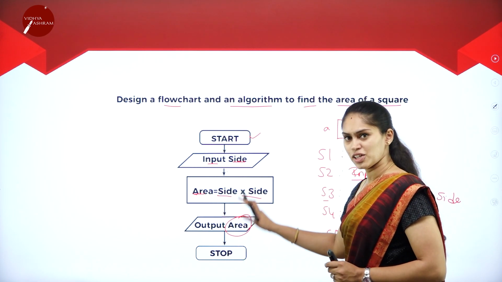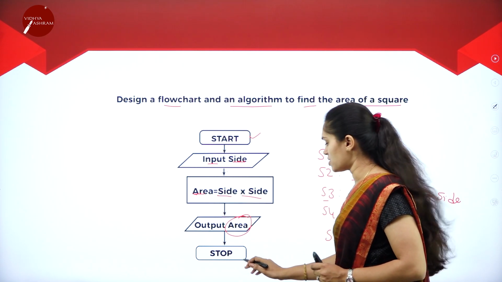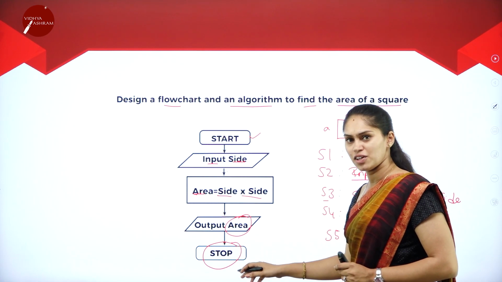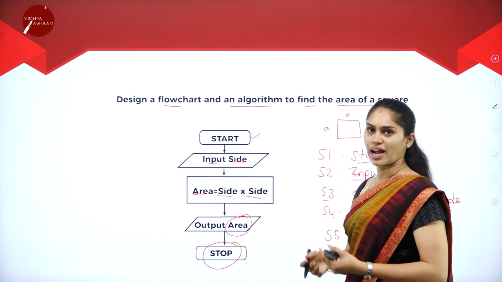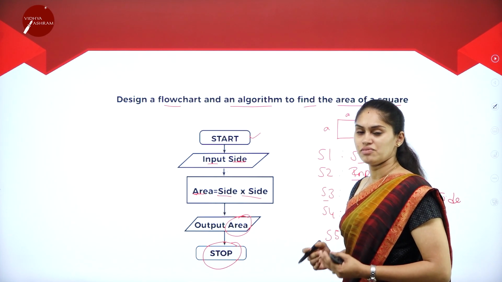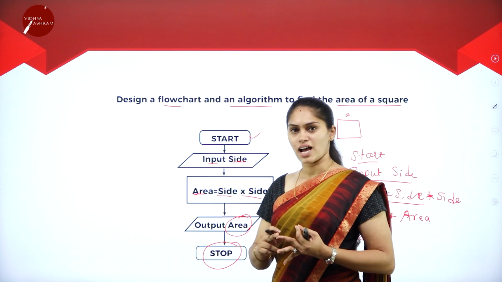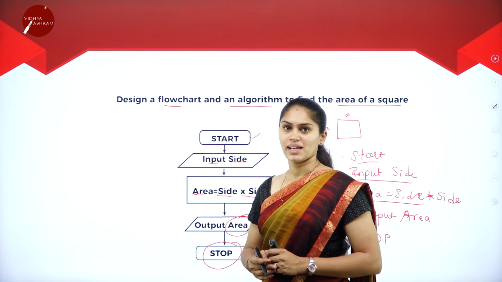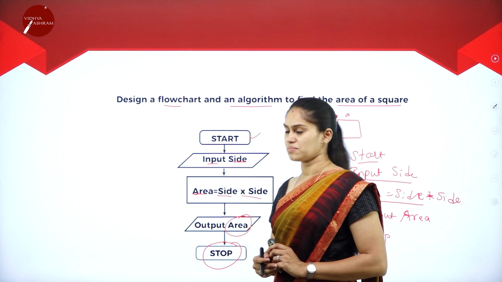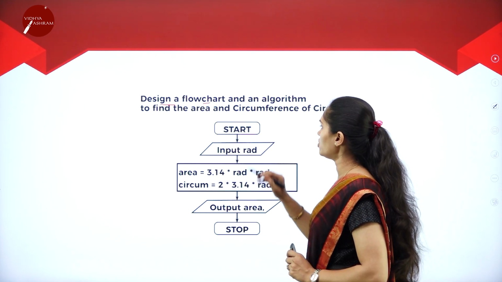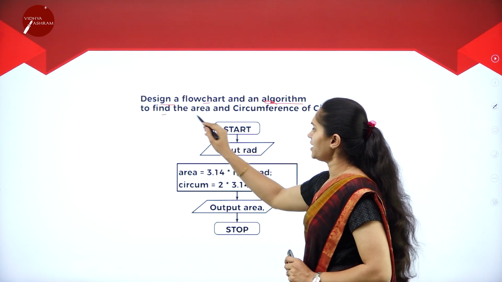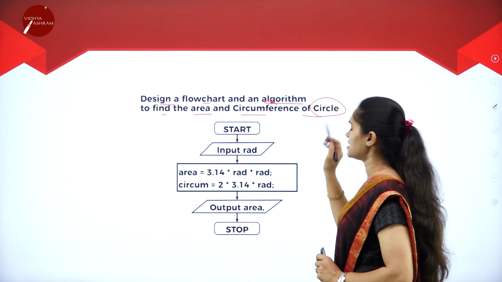At last, I am done with all the stages. I must stop. So this is stop. Which symbol are we using here? That is terminal. Okay, so this is how to write a flowchart and algorithm. First the algorithm, then the flowchart. After that, conversion to any other programming language will happen. We have one more, that is to design a flowchart and an algorithm to find the area and circumference of a circle.